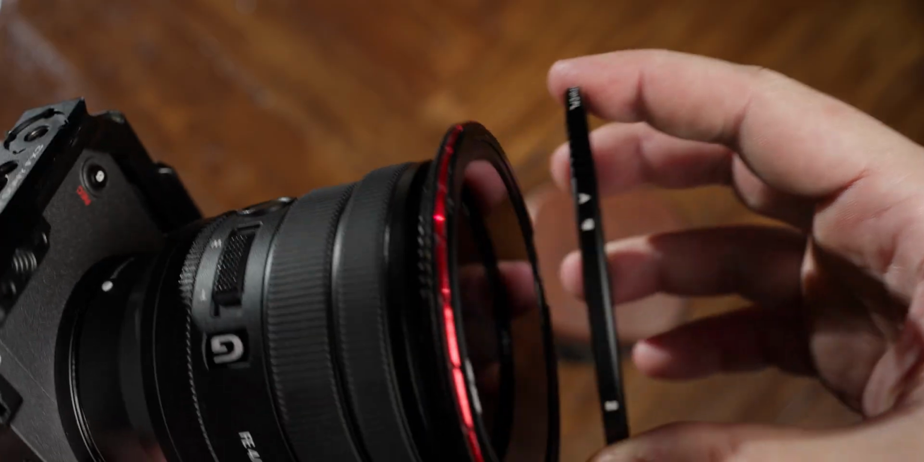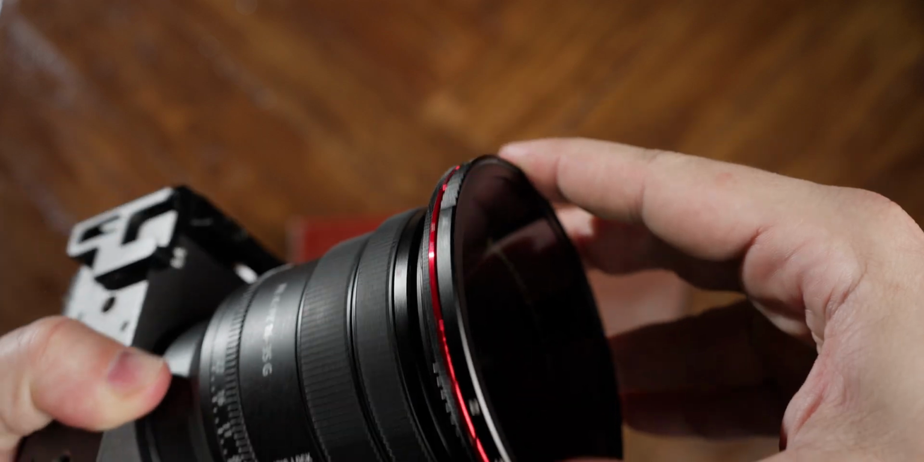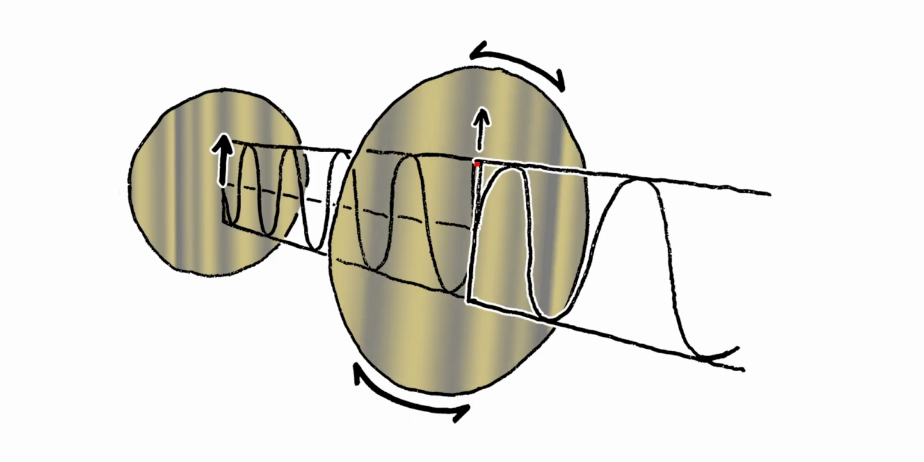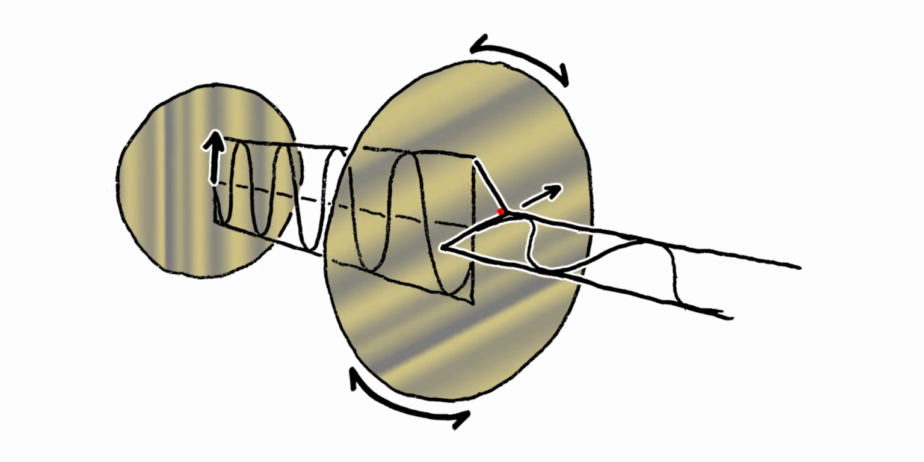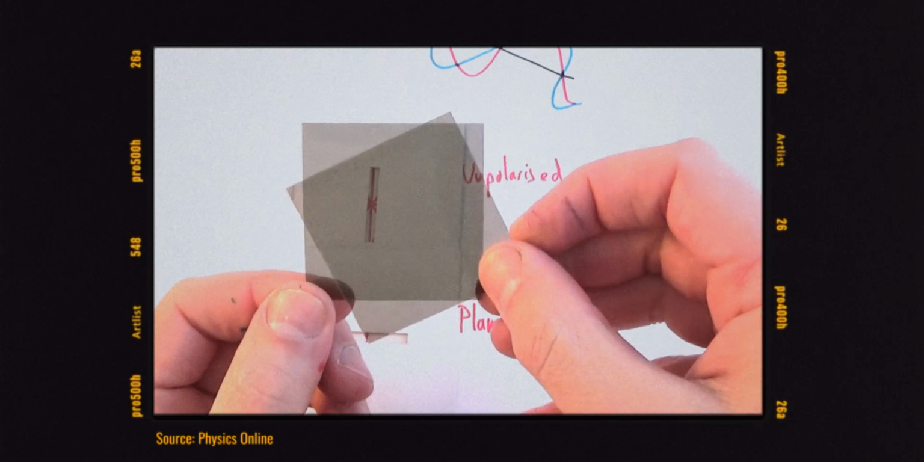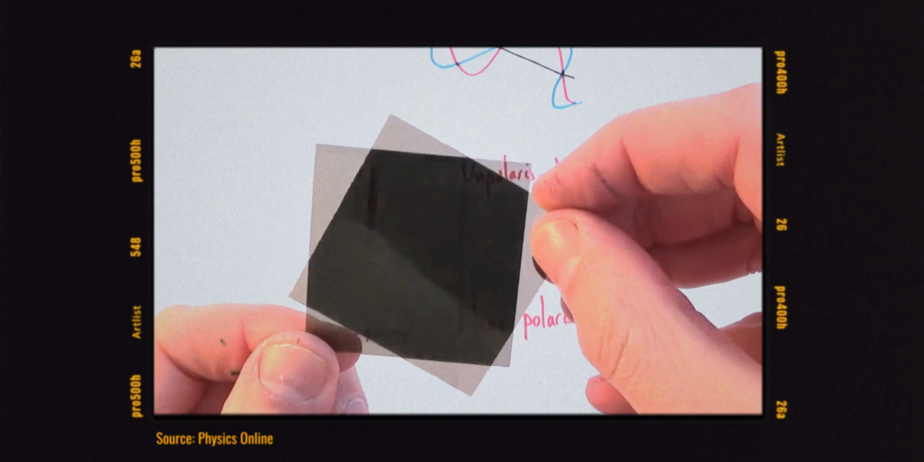The rest is blocked. So how a variable ND filter works is by stacking 2 stages of those Venetian blinds. The first stage polarizes all the incoming light into one plane, and as you rotate the second stage, it blocks more or less of that polarized light coming in from the first stage. The more these 2 stages are out of alignment, the more light gets blocked, and that's what gives you that variable control of exposure. Pretty neat, huh?